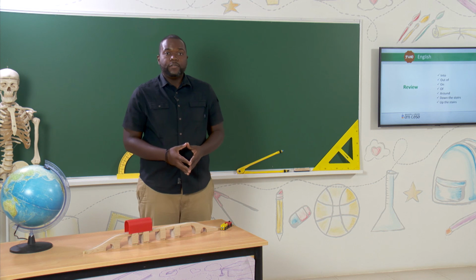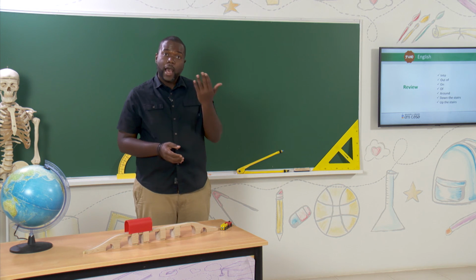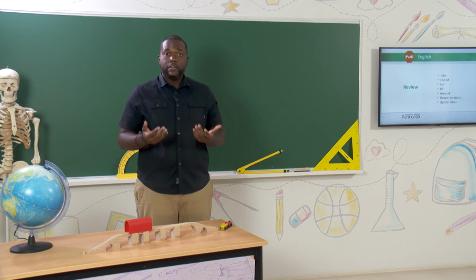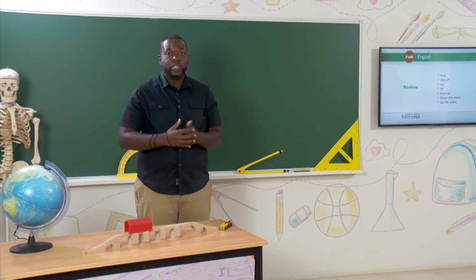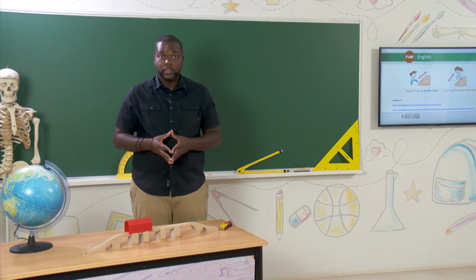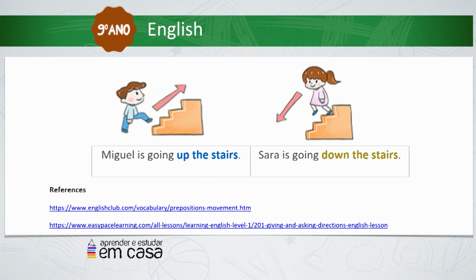Now, we don't have stairs to show you the movement up the stairs or down the stairs. And for that, we are going to use the pictures that we used in the beginning of this lesson. So the pictures up the stairs and down the stairs. You have the examples. Miguel is going up the stairs. Remember, look at the arrow. Look at the movement that Miguel is doing. Miguel is going up the stairs. And Sarah is doing the opposite movement. Sarah is not going up the stairs, but she is going down the stairs.